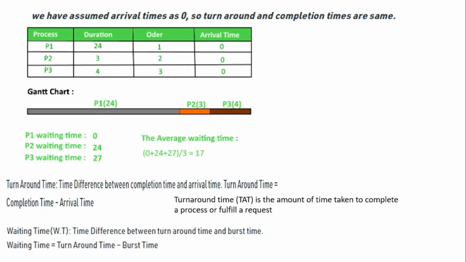Hello everyone. This video covers two process scheduling algorithms. First is the first come first serve process scheduling algorithm, and second is the shortest job first process scheduling algorithm. The main idea of this video is to give you the logic of how these two algorithms work.